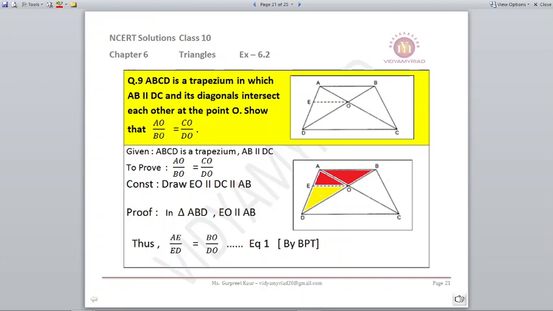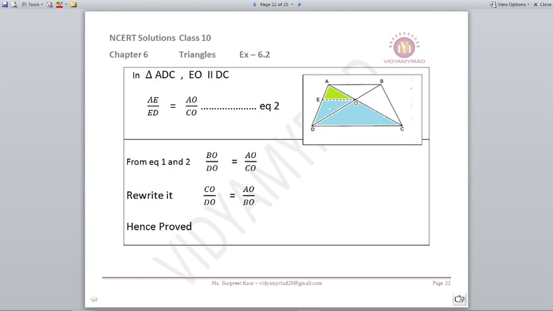Now let us take the triangle ABD, where EO is parallel to AB. So what does it mean if the lines are parallel? According to BPT, we can write AE upon ED will be equal to BO upon OD. Let it be equation number 1. Now take another triangle ADC. Again EO is a line which is parallel to DC. And how are we going to write this now? AE upon ED is equal to AO upon OC. Let it be equation number 2.